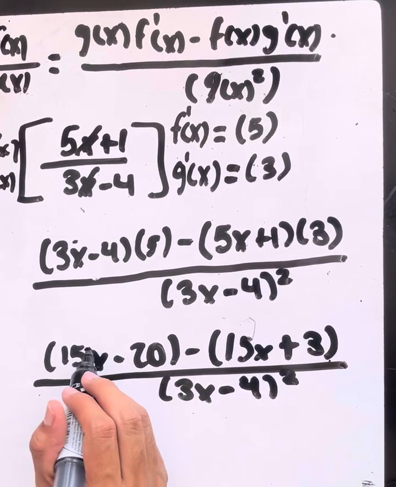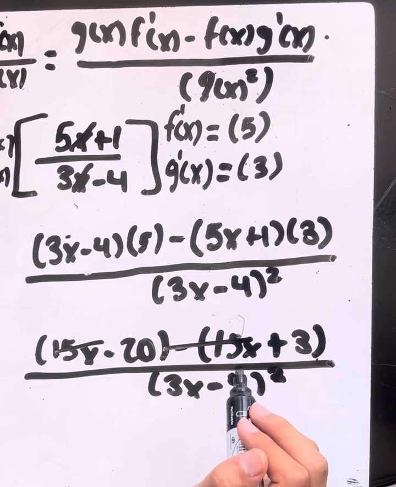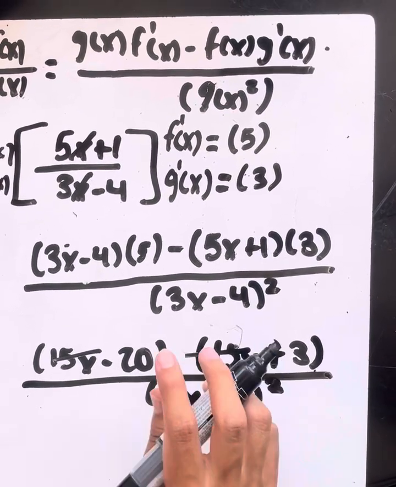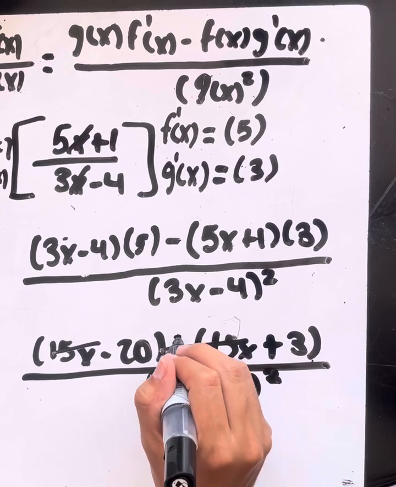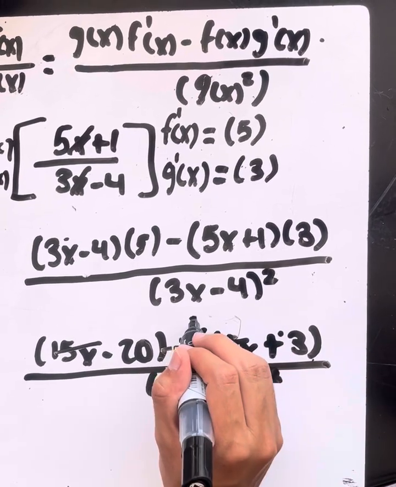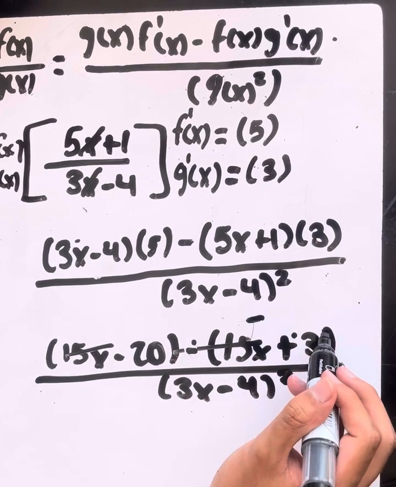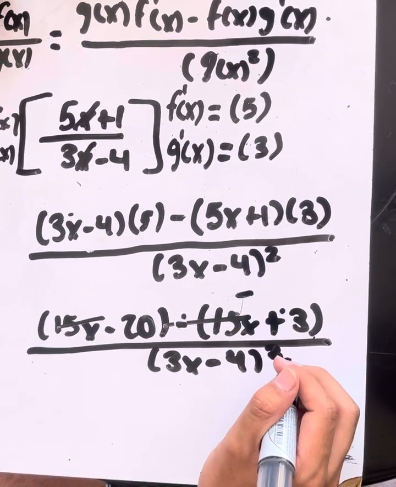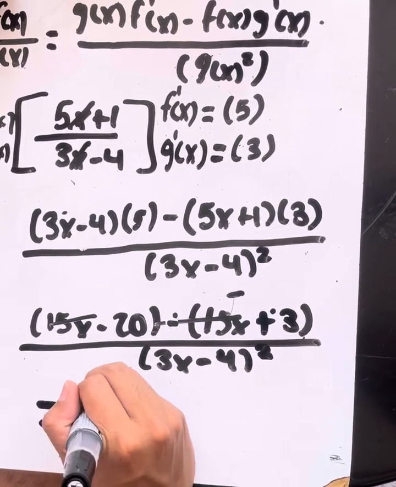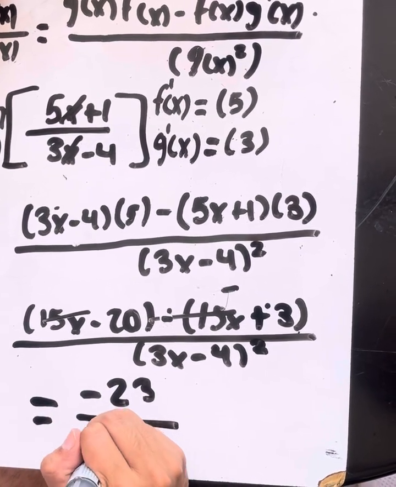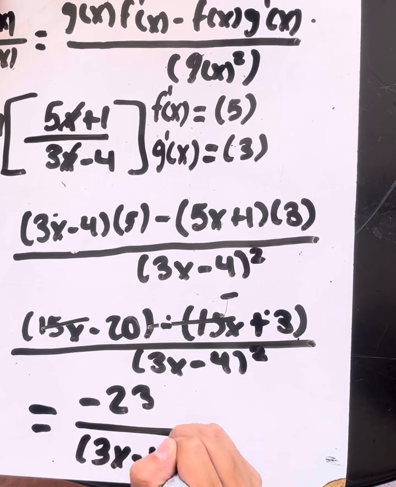15x minus 15x, this would cancel out, and we have negative 20. Remember, we had this negative right here. This will mean this times this. Negative times positive equals negative, so negative 20 minus 3, this would be negative 23. So our final answer would be negative 23 over 3x minus 4 squared.